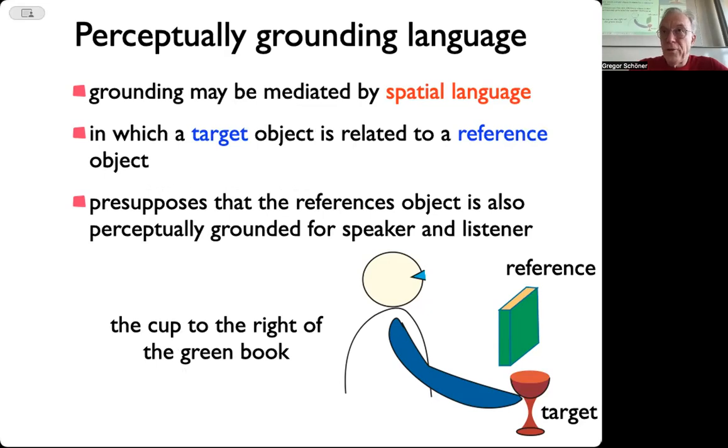Typically, you would do that perhaps for reasons that the description is otherwise ambiguous, like you have a lot of cups, but you mean the one that's to the right of the green book, let's say. Or very commonly, this could be because the object is not so easy to find, and you're taking as a reference object something that's very salient.